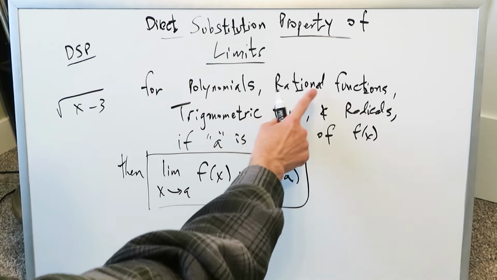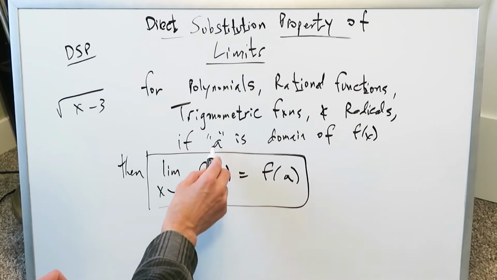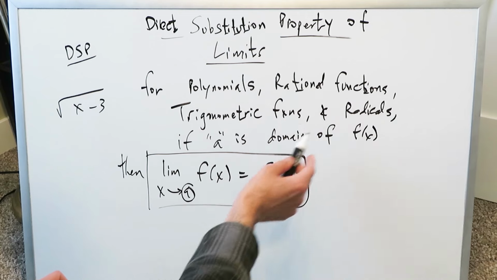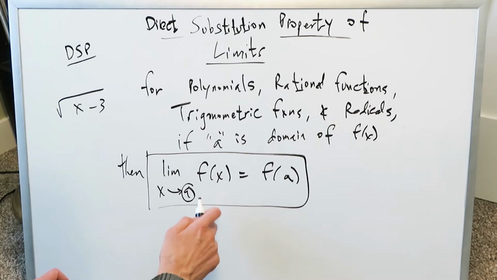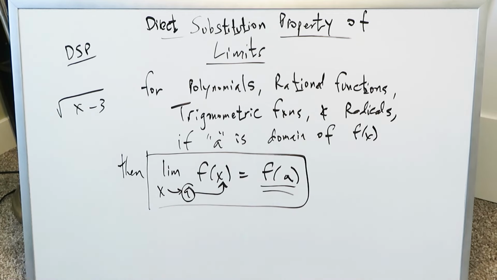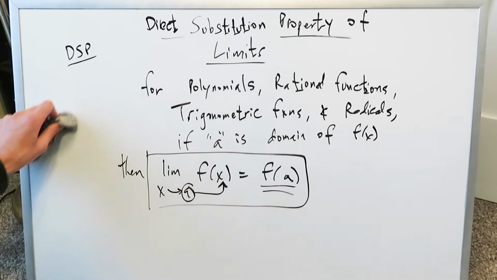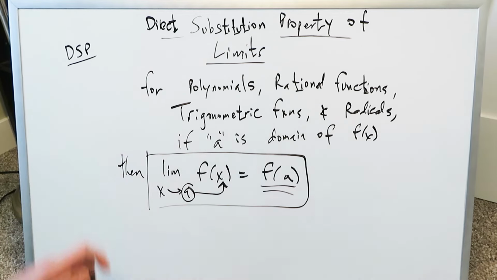For these polynomials, rational functions, trigonometric functions, and radicals, if, in the limit as x approaches a, this a falls in the domain of any of these four functions, then just plug this a value right in here into your function, and whatever your output is, that right there is your answer to that limit question. So keep that in mind. For these four types of functions, this right here is your shortcut, the direct substitution property.